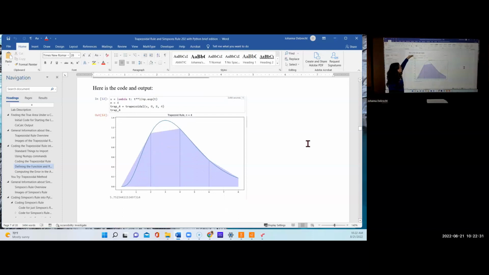What it does is it goes out, it makes a definition for what V is, and it defines the number of boxes to be 4, and then it calls up trapezoidal using function V from 0 to 8 using 4 different trapezoids. And then it returns the value in trap4. And you'll see the value written down here. So you can see the 4 different trapezoids in the picture. And this is what all the commands in plot were doing. It prints out the command right here.